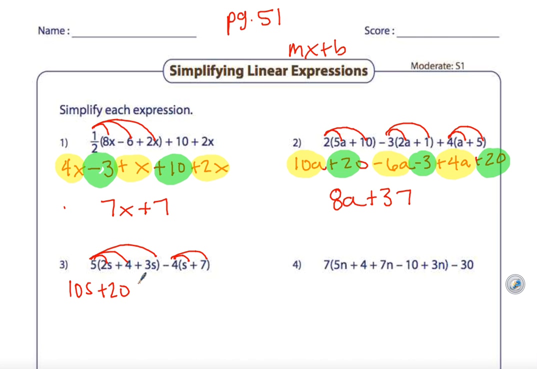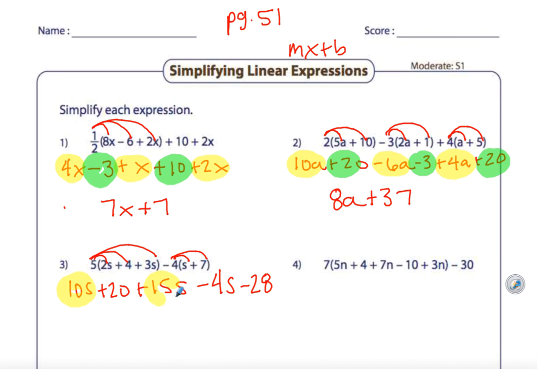5 times 3s would make 15s. -4 times s would make -4s. And -4 times 7 would make -28. At that point, you would need to combine your like terms.